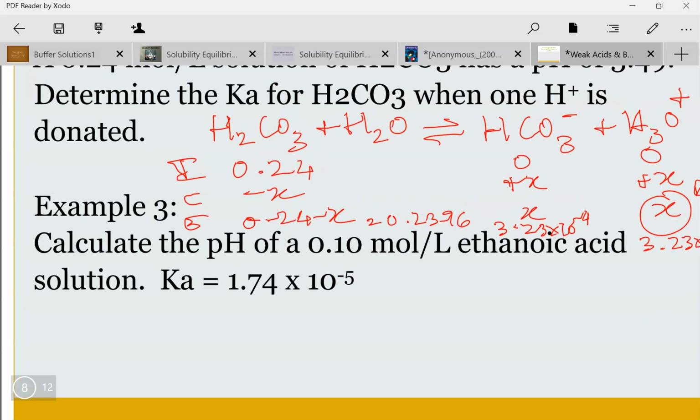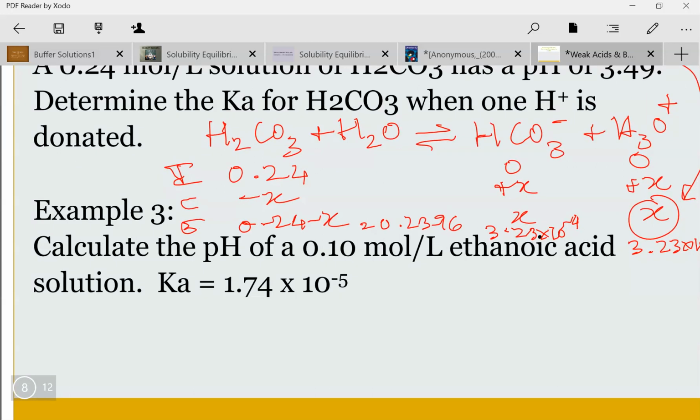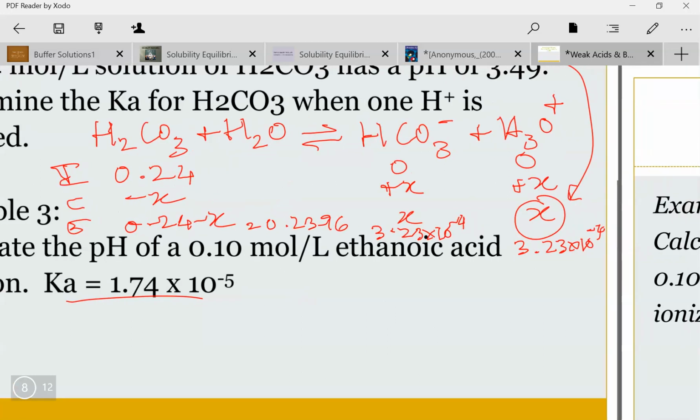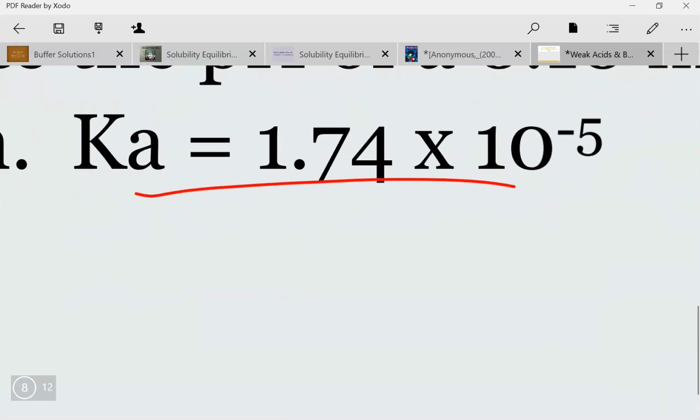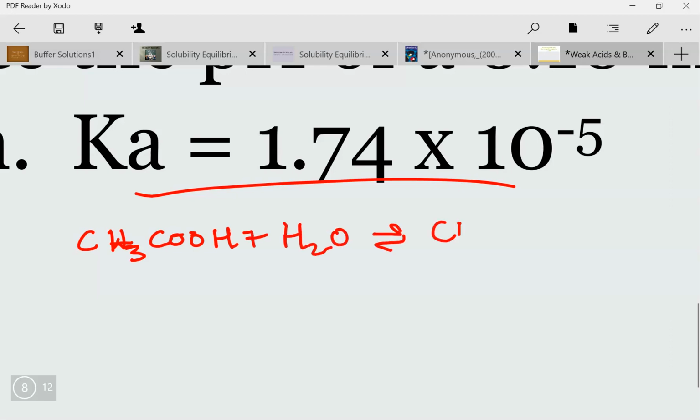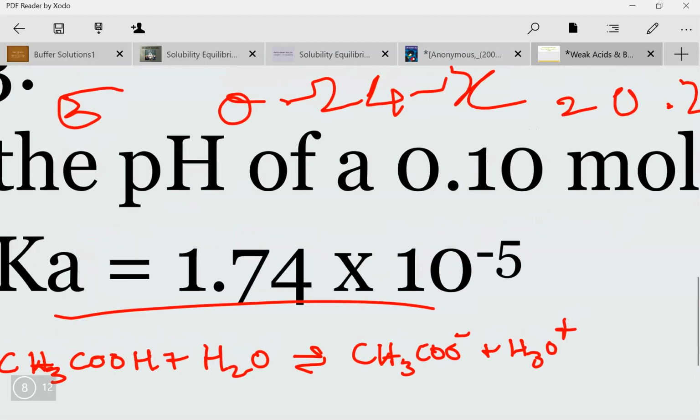Okay, so this is better. This is what we will most likely actually be calculating: the pH of a solution if I give you the Ka. So this was going backwards, the other direction from this question. So ethanoic acid, I'm going to write my formula, ethanoic acid. Was it 0.1?